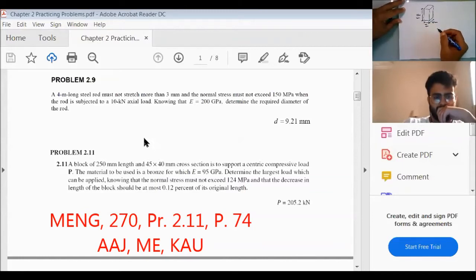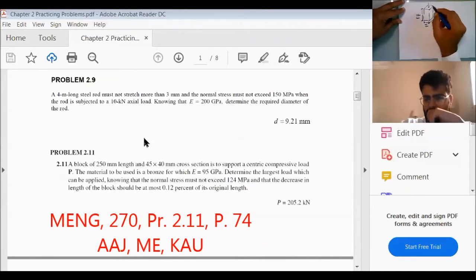Okay, it is to support a centric compressive load. Centric means a load at the center, like this, not eccentric. Later on we will see a load somewhere here. So this load is applied there. Compressive, it is in this direction. If it is tension, it would be the other way around, or up. Now it is a compressive load, P. This load is P.